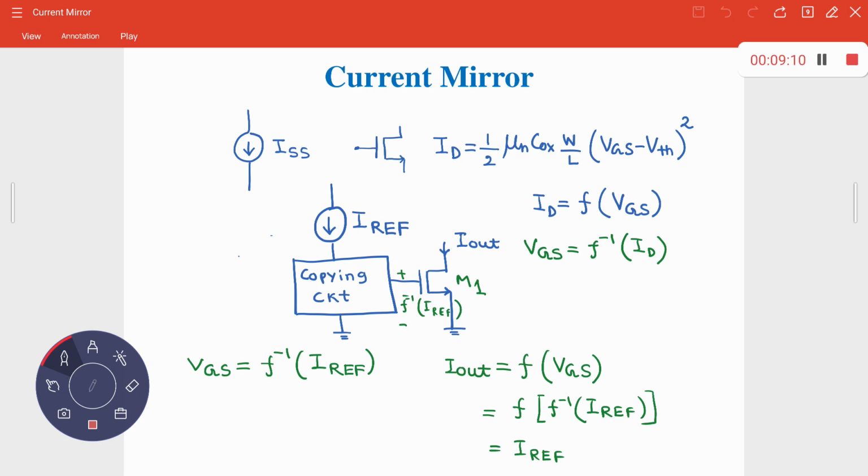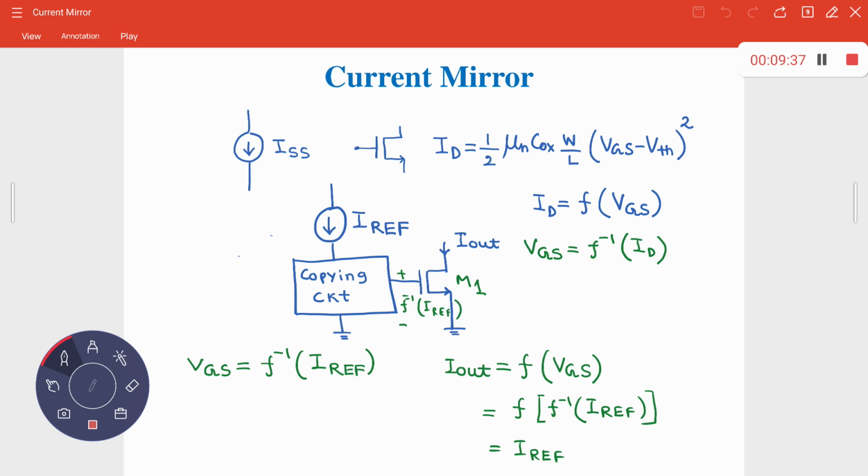Then what should be there in the copying circuit? How can we ensure that the device is always in the saturation? How can we expect that the device is always in the saturation? VGS greater than VT is a condition for the MOS to be in the on state.